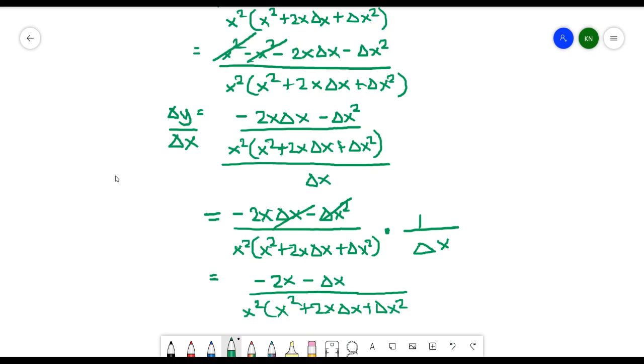So after that, we need to take the limits as delta x approaches 0. So we have limit as delta x approaches 0.